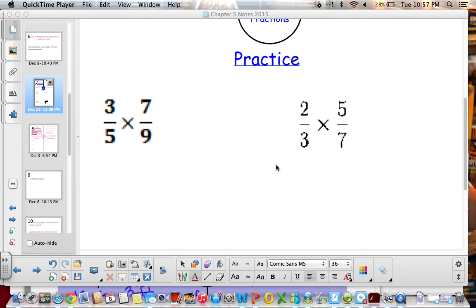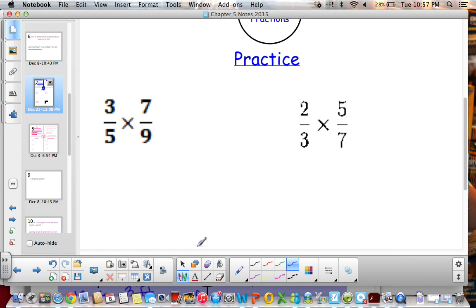So in your notebooks, I want you to quickly practice these two fractions. So 3/5 times 7/9. We multiply straight across. So we do 3 times 7, which is 21, and then 5 times 9, which is 45. And then we need to simplify. I know that they can both be divided by 3, so we're going to go with 3 first. So 21 divided by 3 equals 7. 45 divided by 3 equals 15. They don't have any numbers in common to factor out. So our answer then would be 7/15.